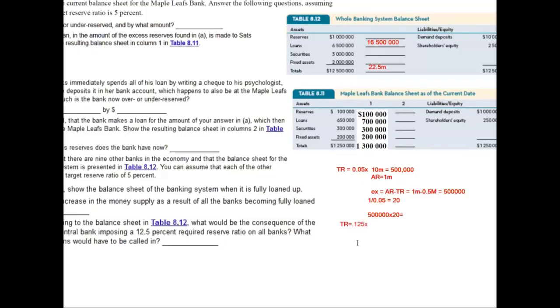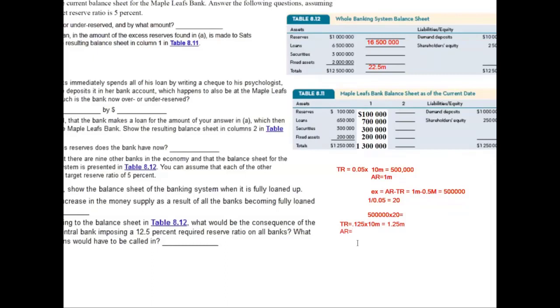From my recollection of this question, they want us to just go back to the initial point. So we're going to assume they have $10 million in deposits. Okay, so 0.125 times 10 million is equal to how much? Anyone? So that's 1.25 million, right? Yep.